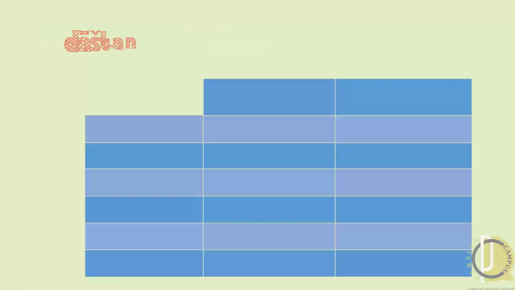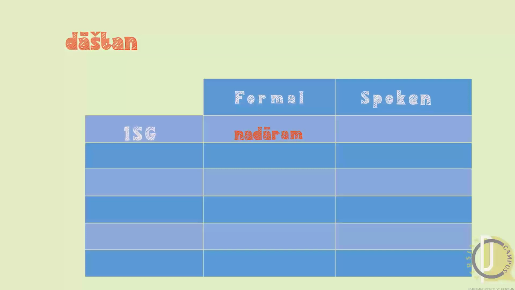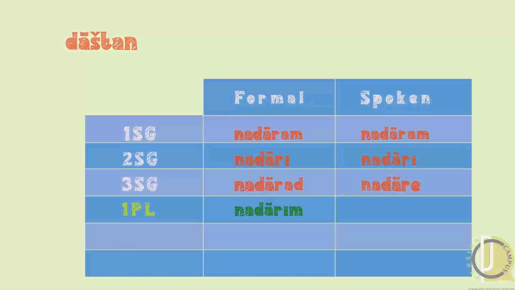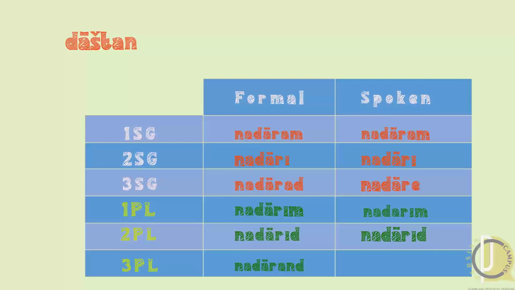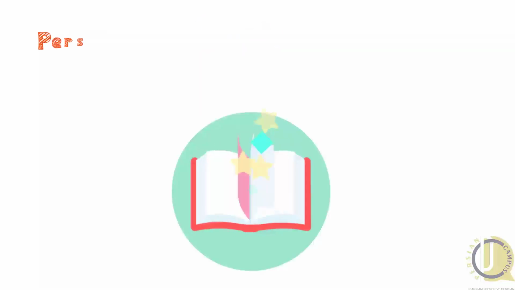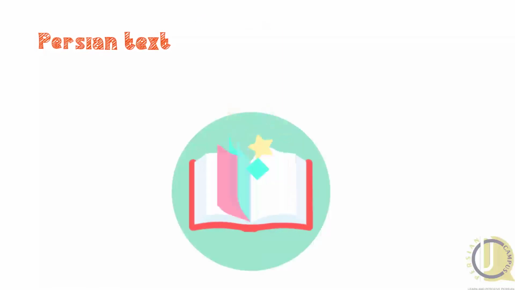And for dashtan we would have formal nadaram. Spoken nadaram. Nadari, nadari. Nadarad, nadare. Nadarim, nadarim. Nadarid, nadarid. Nadarand, nadaran. Let's see a Persian text and find the verbs in the present tense.